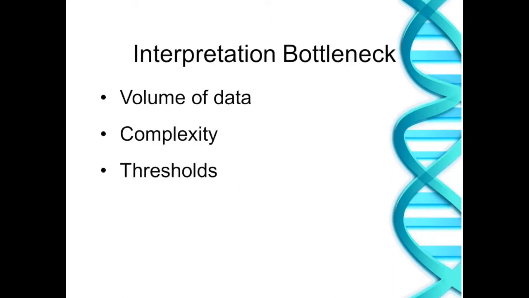So what you end up with is a bottleneck caused by the volume and the complexity of the data you produce. And if you're talking about human interpretation, of course, you have to deal with various thresholds: stochastic thresholds, analytical thresholds, dropout thresholds, and everything like that. You could hire more people for interpretation if you've got a lot of data, but really all you're going to address there is the volume of the data, not necessarily the complexity.